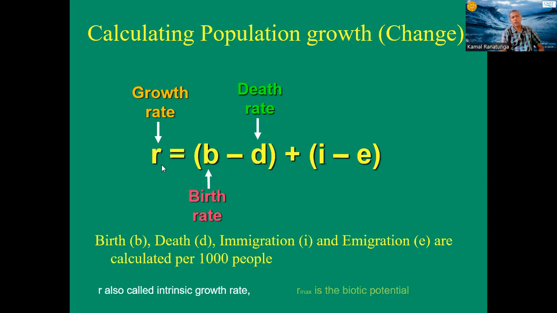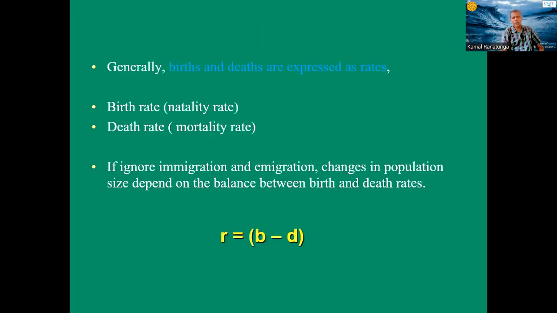This R, though we call it the growth rate, of course, will have a different meaning actually. I will come to that later on. This R has another meaning as well, which we can discuss later on, right? So R, the growth rate, equals birth rate minus death rate, and we have to add the immigration minus emigration, and the balance will be the population growth rate, right? I hope you are clear with that, right?